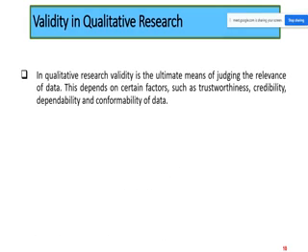Now there is a need for validating qualitative research, which is not so necessary in quantitative research. In qualitative research, validity is the ultimate means of judging the relevance of data. This depends on factors such as trustworthiness, credibility, dependability, and conformity of data.